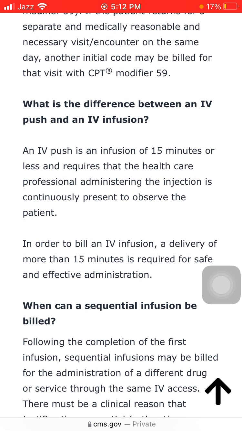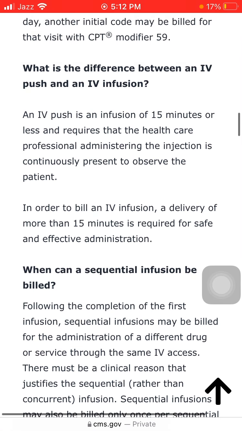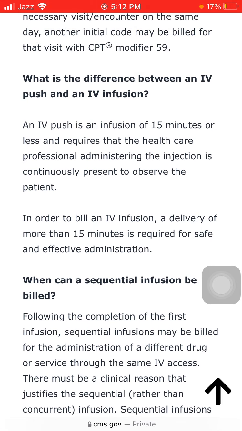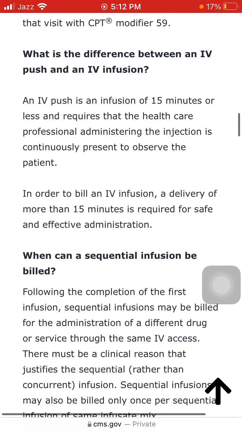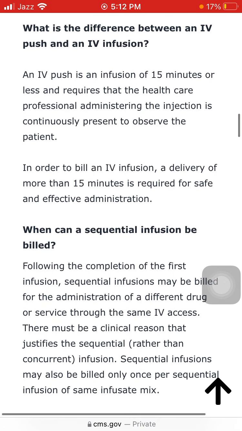What is the difference between an IV push and an IV infusion? An IV push is an infusion of 15 minutes or less and requires that the healthcare professional administering the injection is continuously present to observe the patient. In order to bill an IV infusion, a delivery of more than 15 minutes is required for safe and effective administration.